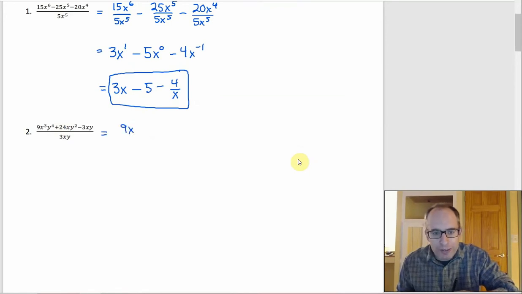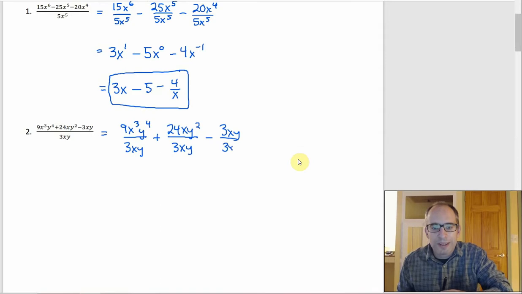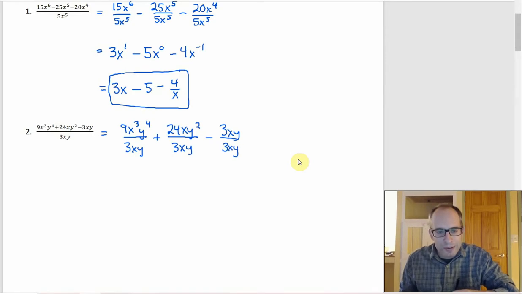So 9x cubed y to the 4th over 3xy, plus 24xy squared over 3xy, minus 3xy over 3xy. All right, so what are we going to do with this?